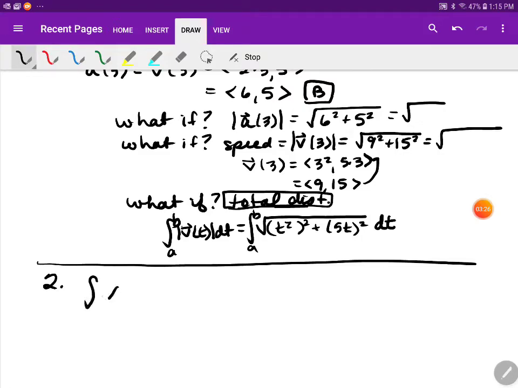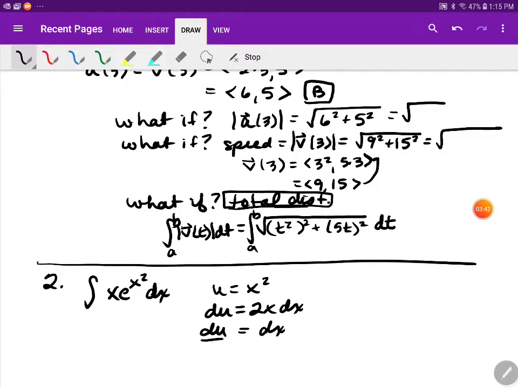Okay, so the integral of x e to the x squared dx. Okay, so this would be u sub. So du equals 2x dx. I like to solve for dx. It makes me more flexible on other problems. So this is du over 2x.